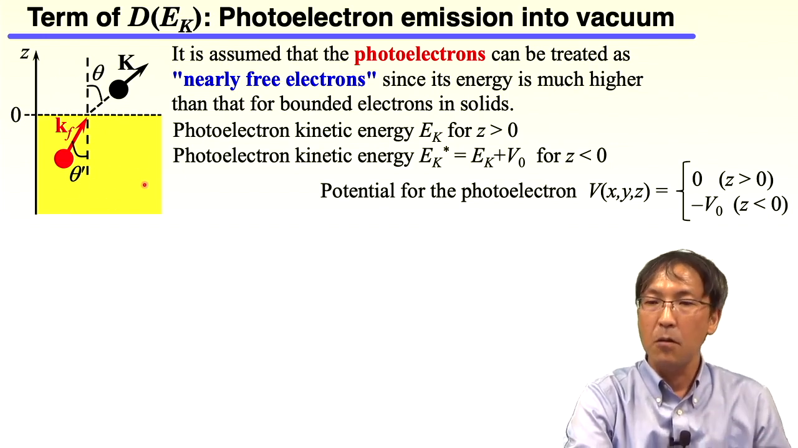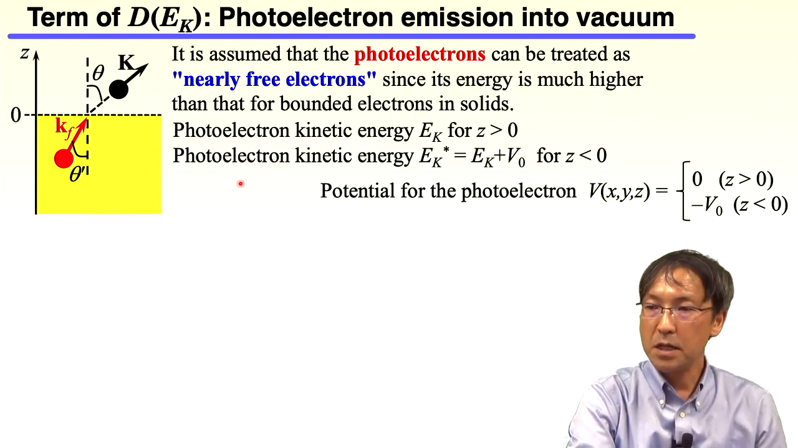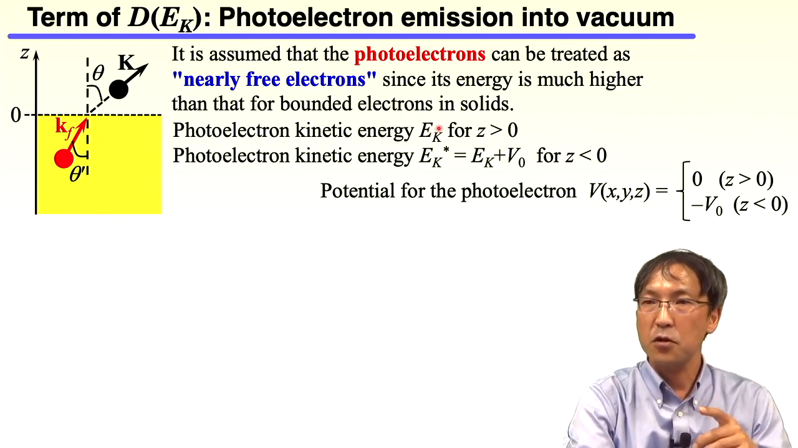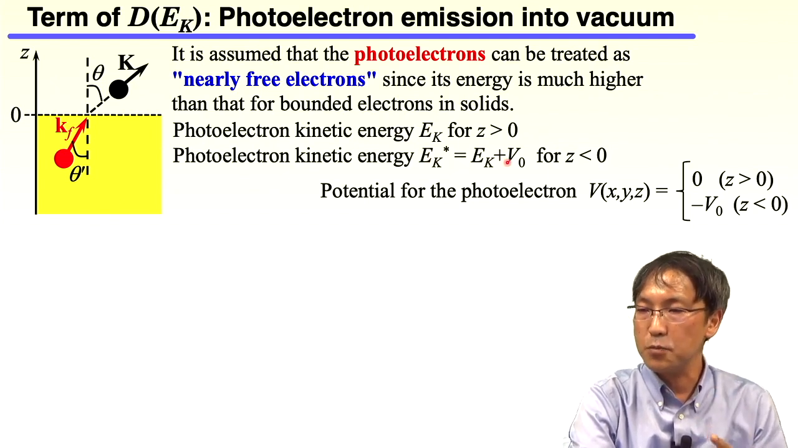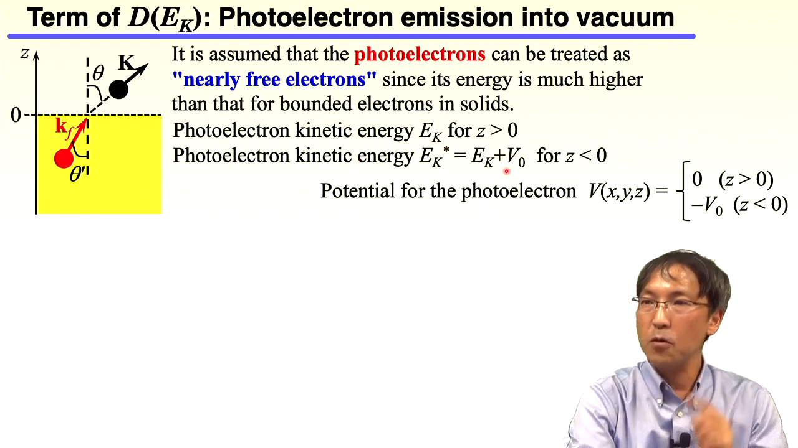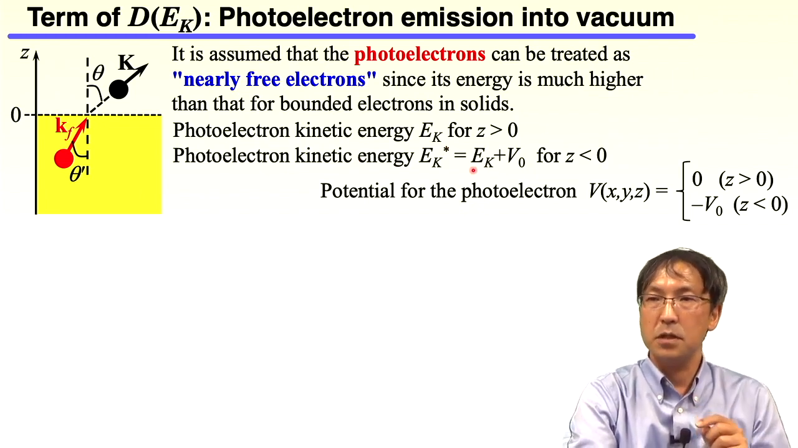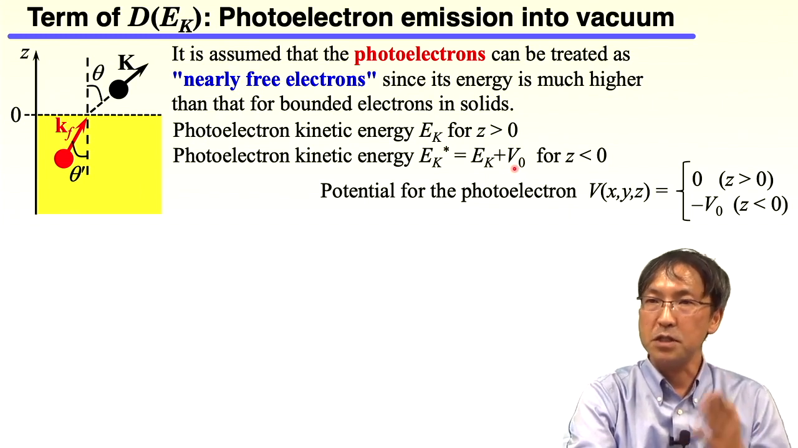Inside the solid, for minus z less than 0, we can set the photoelectron kinetic energy as Ek star, as Ek plus V0 in the solid. For this formula, it is assumed that V0 is independent of position in the solid.